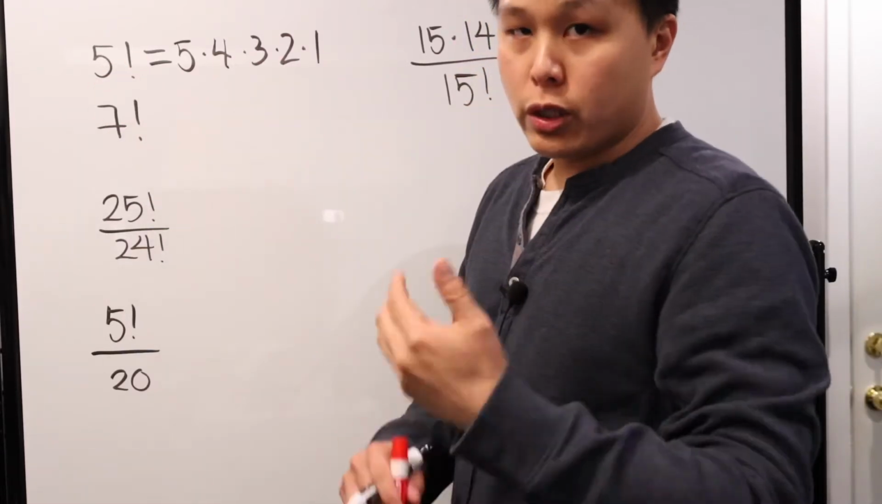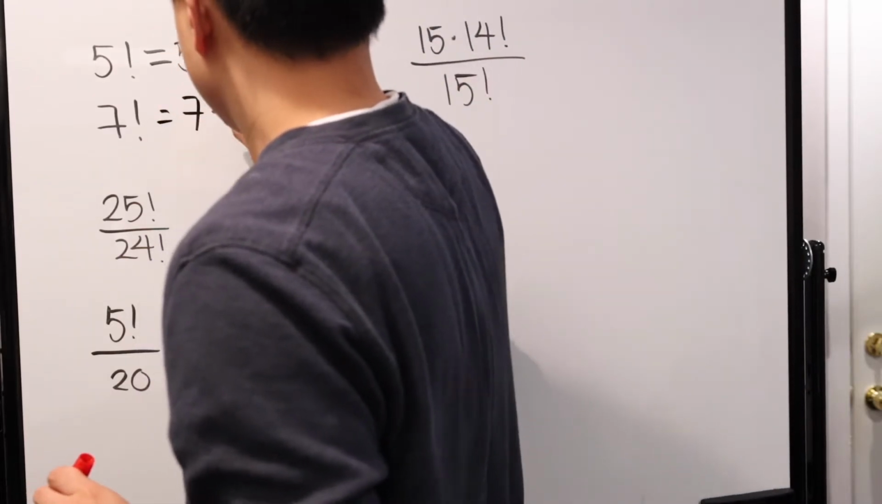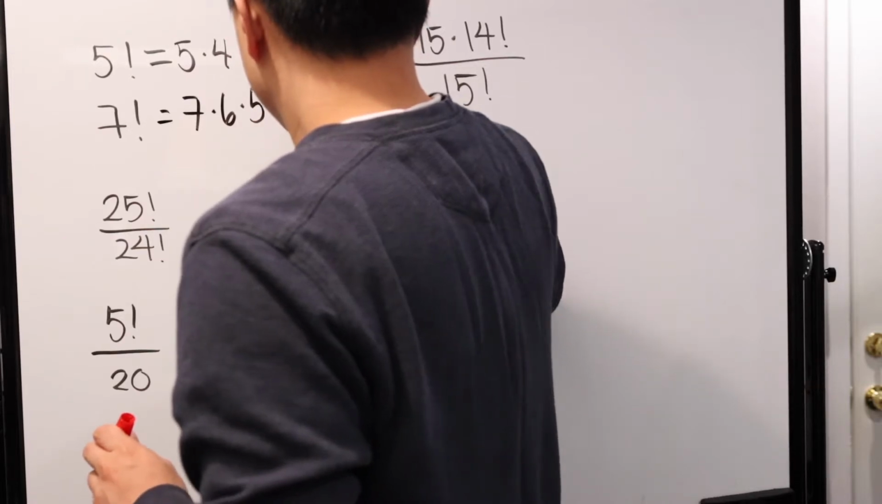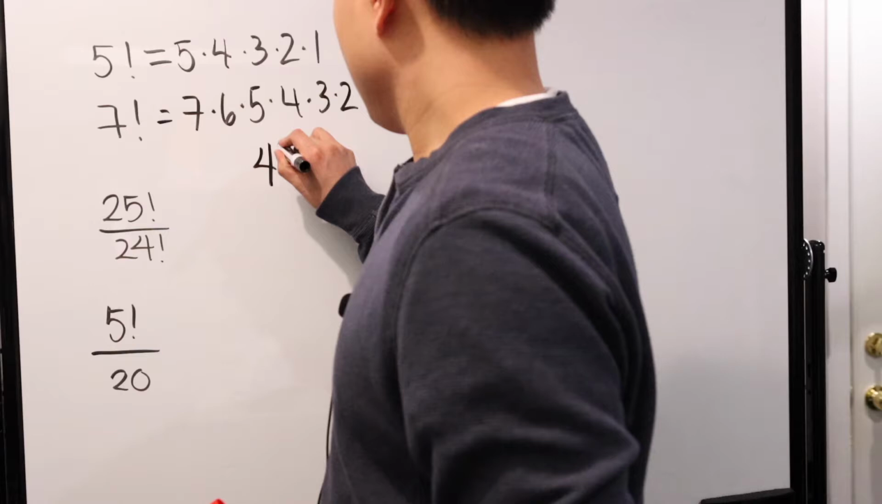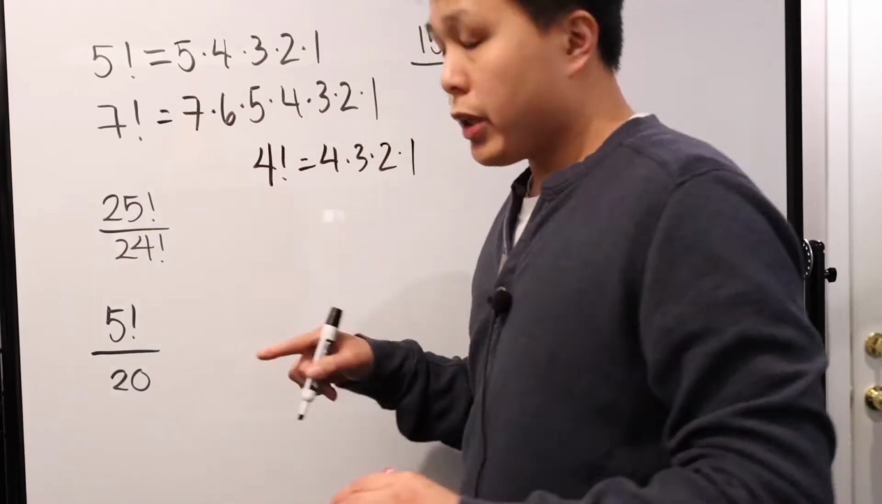So 7 factorial, you can sort of guess what it is, right? In this case, it would just be 7 times 6 times 5 times 4 times 3 times 2 times 1, and so on and so forth. 4 factorial would just be 4 times 3 times 2 times 1. And we can go on and on.